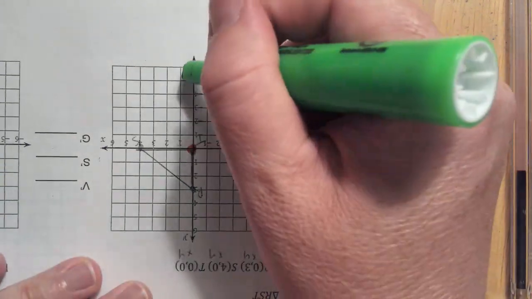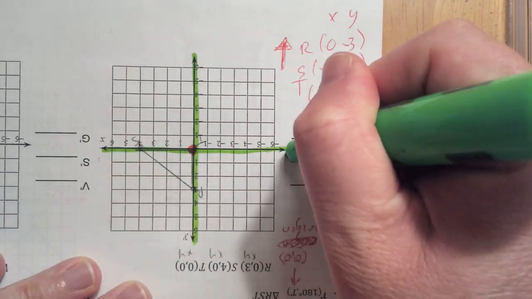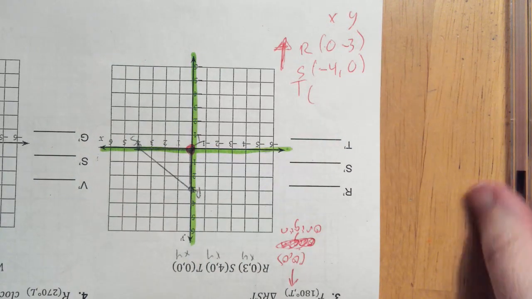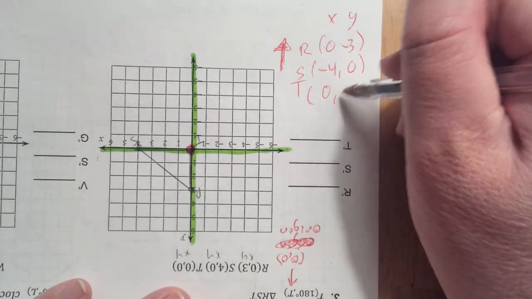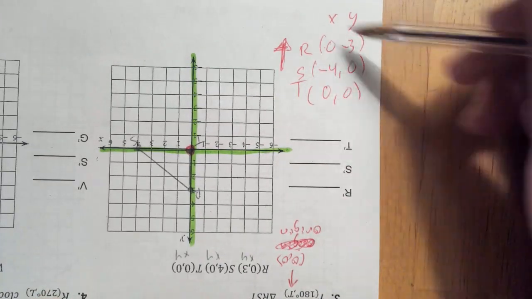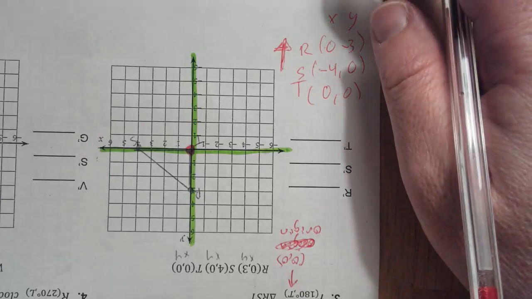And if you can't really tell, make your axis lines here. That might help. Okay, and then your T didn't turn. It didn't go anywhere. So it's still 0, 0. And all you have to do is take all those coordinates and write it in there because it stayed the same.